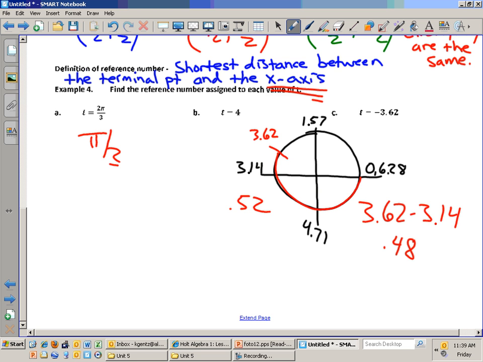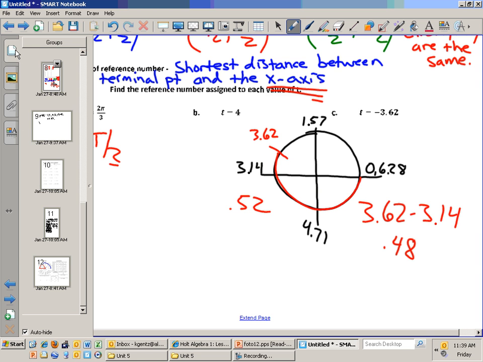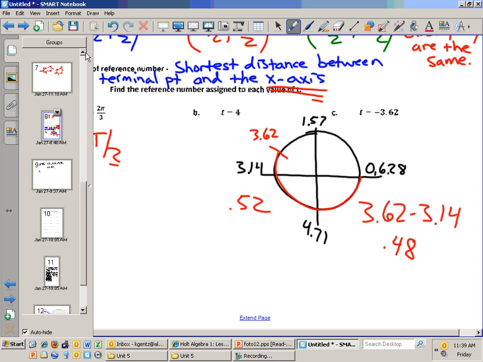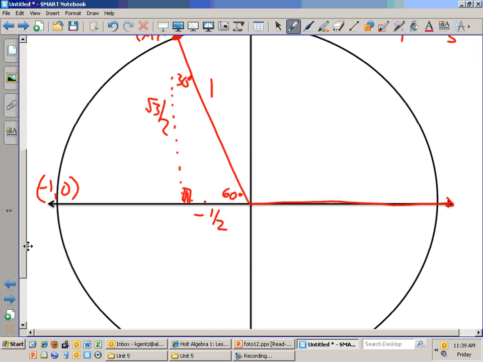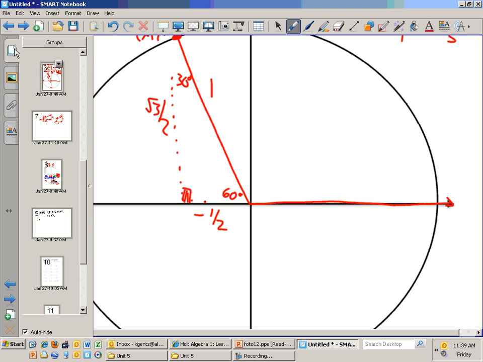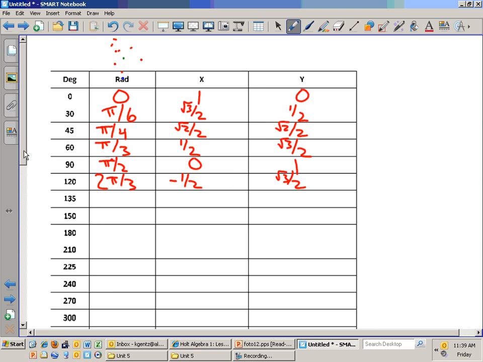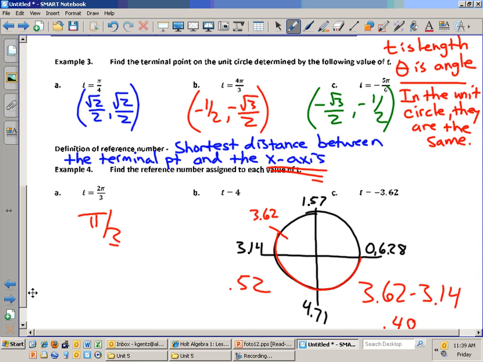That's a reference point. So, let's review what you did. We reviewed finding a point on the unit circle, finding a missing point on the unit circle, converting radian measurement to degrees and terminal points, and we also then went over to using terminal point and length over here as well. Your assignment is here.